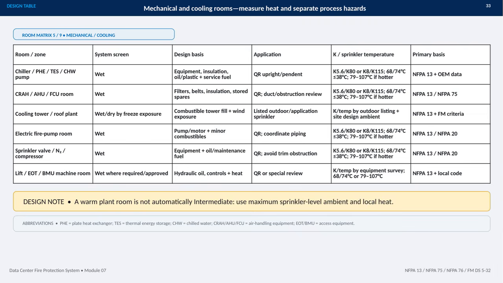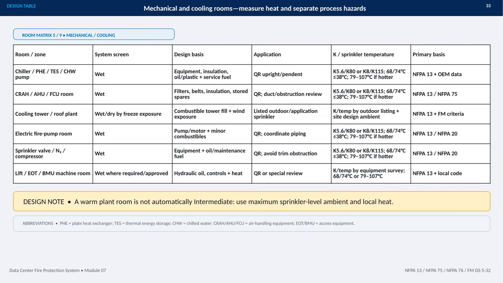Most of these spaces use wet pipe sprinklers with quick-response upright or pendant heads. Chiller, heat exchanger, thermal storage, and chilled water pump rooms are evaluated for equipment, insulation, oil, plastics, and service fuel. CRH, AHU, and FCU rooms add filters, belts, insulation, and stored spares, with careful review of ducts and obstructions. Cooling towers may require wet or dry protection depending on freeze exposure, and their combustible fill and outdoor conditions need listed applications and FM criteria.